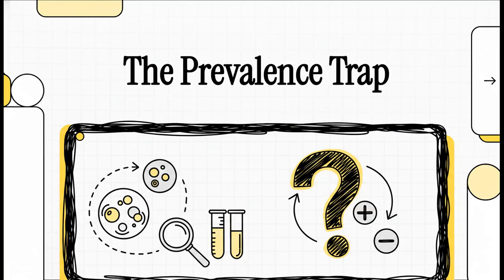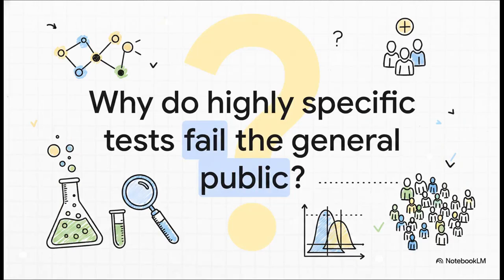Let's get into it. So the core problem we face in medicine every single day is basically this. Why does a highly specific diagnostic test that works perfectly in a specialized high-risk clinic suddenly become terrible at its job when you use it as a broad screening tool for the general public? Seriously, why does a good test suddenly go bad?